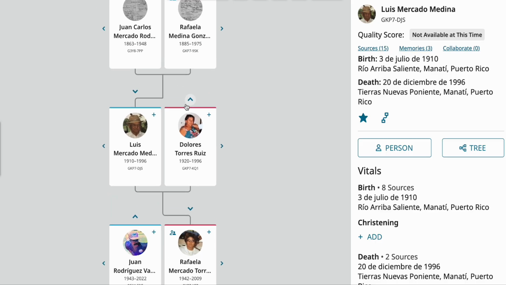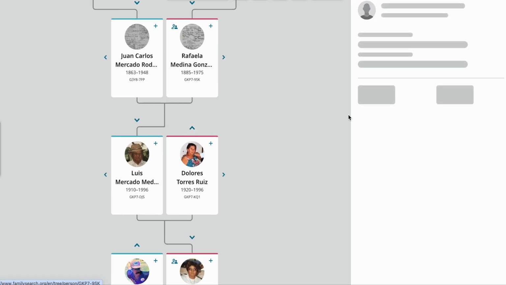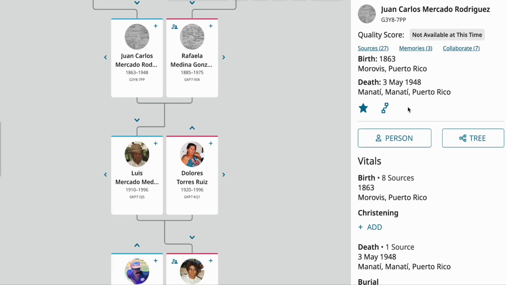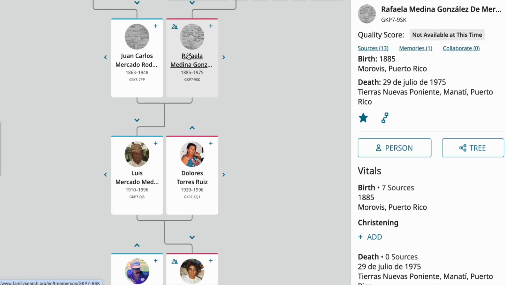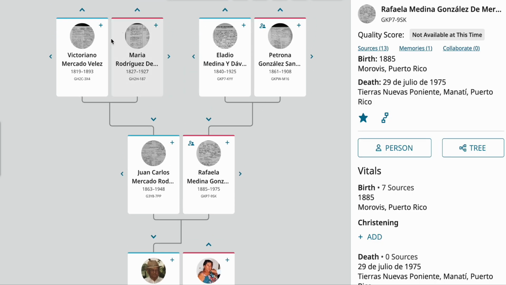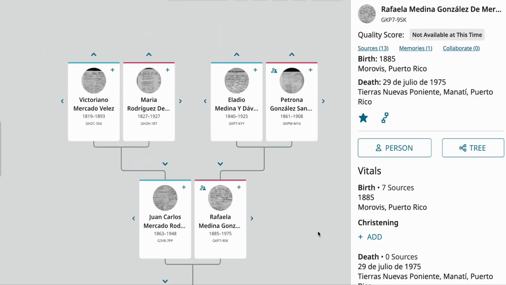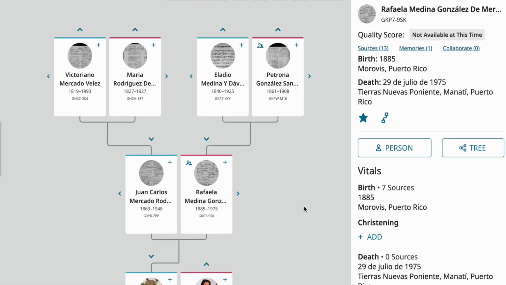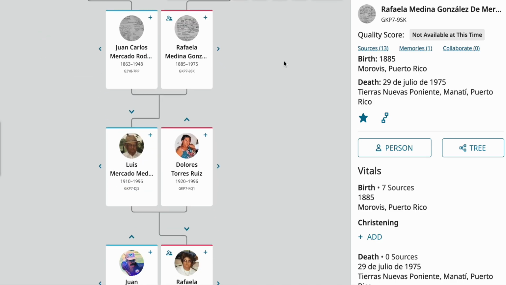Of course, his biological parents were Juan Carlos Mercado Rodriguez, born in Morovis in 1863 and died on the 3rd of May of 1948 in Manatee, Puerto Rico, and of course, his biological mother, born 1885, died July 29th, 1975, in Puerto Rico. Her name was Rafaela Medina Gonzalez. And here there are a few more ancestors, but in general, we're not going to go over them since there's little to no information about any genetic traits inherited.